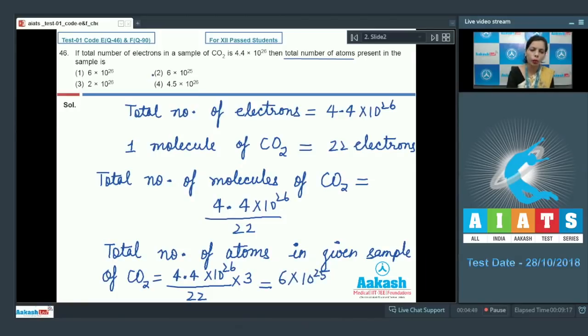So which option is correct? Option 2 is the correct option. So I'll write here, the answer is option 2. I hope this question is clear to you. Now let's check the next question.